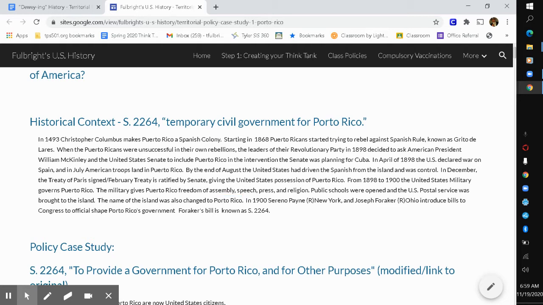In 1900, Serrano Payne from New York and Joseph Foraker from Ohio introduced bills to Congress to shape Puerto Rico's government. Foraker's bill is known as Senate Bill 2264. So what was going on at the time? Puerto Rico had fought for their independence from fill in the blank. Who helped them achieve their independence from Spain? But then, who becomes in charge? All of that should help you understand why we're debating the civil status, the legal status of Puerto Rico.